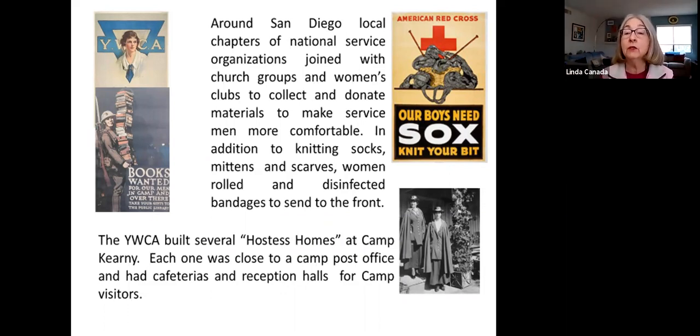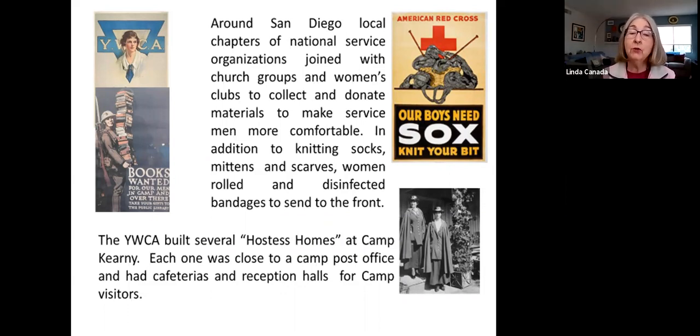The hostess homes at Camp Kearney were very important to women who were visiting their brothers or fathers or loved ones who were serving there. This is the time period when women are still wearing corsets and very long dresses. It was difficult for them to handle their sanitary needs. And so women's hostess homes were a place where women had large, spacious, modern, for the time, bathrooms where they could take care of their needs.